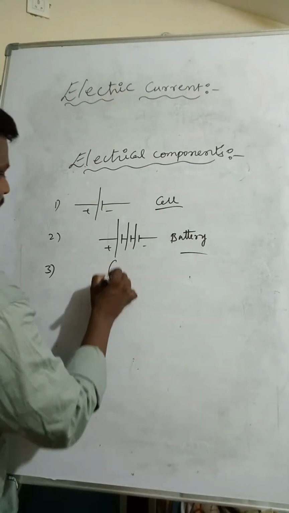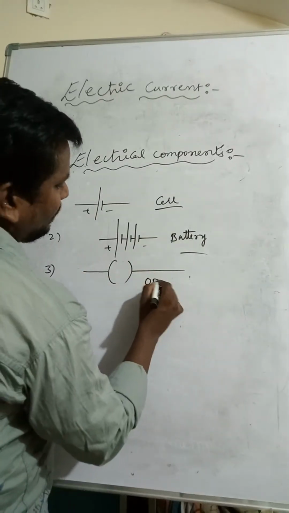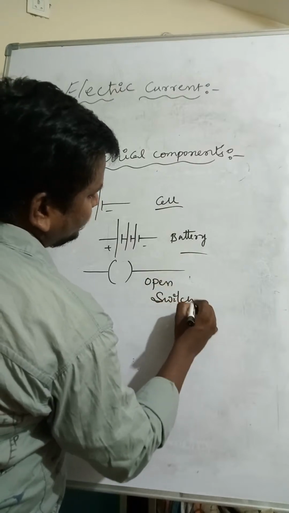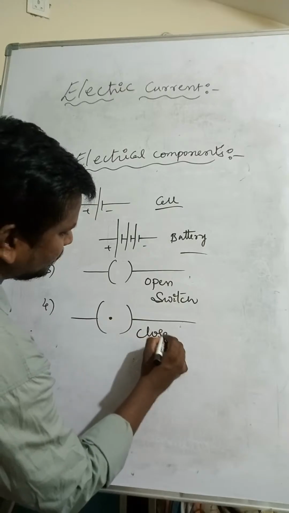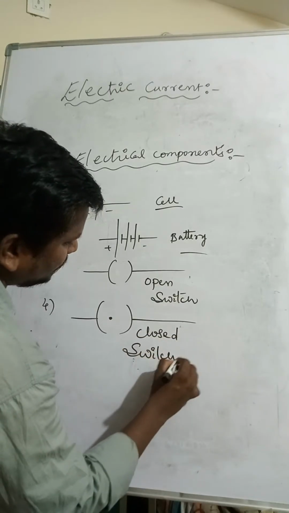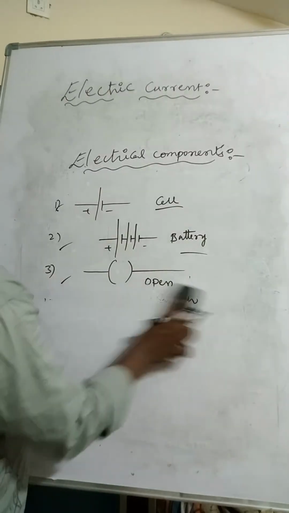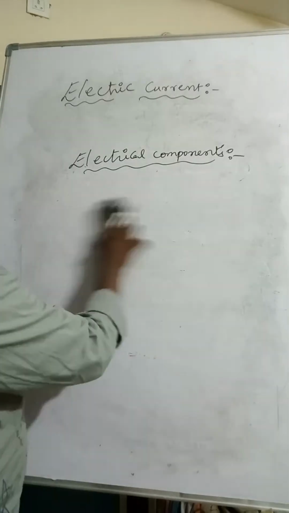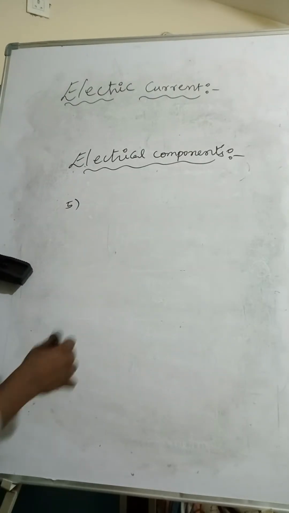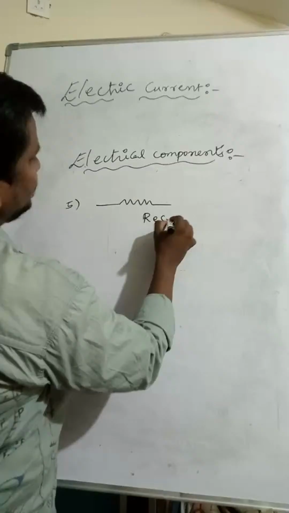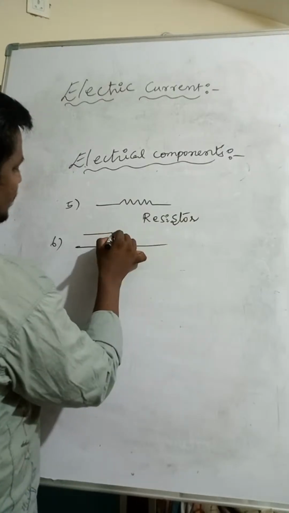And third one, if you consider switch, this is the switch. So actually the dot is not there. This is the open switch. And fourth one is closed switch. I am considering this thing, closed switch. So cell, battery, open switch and closed switch. Then 1, 2, 3, 4, 5. Fifth one is we can take a resistor. This is the resistor symbol. And the sixth one is, so we can consider this is the rheostat.